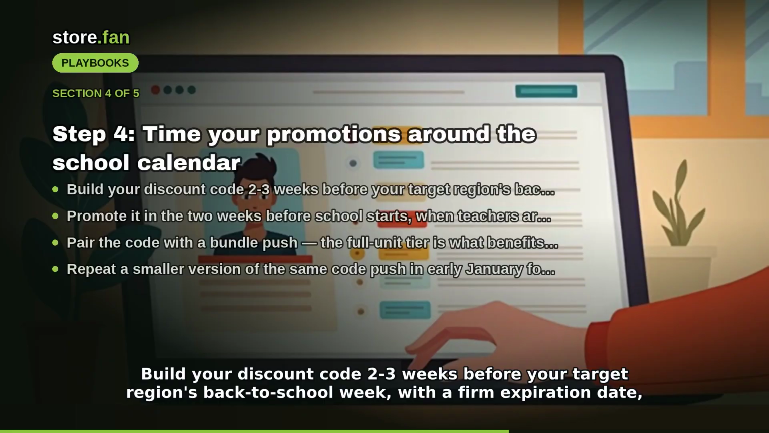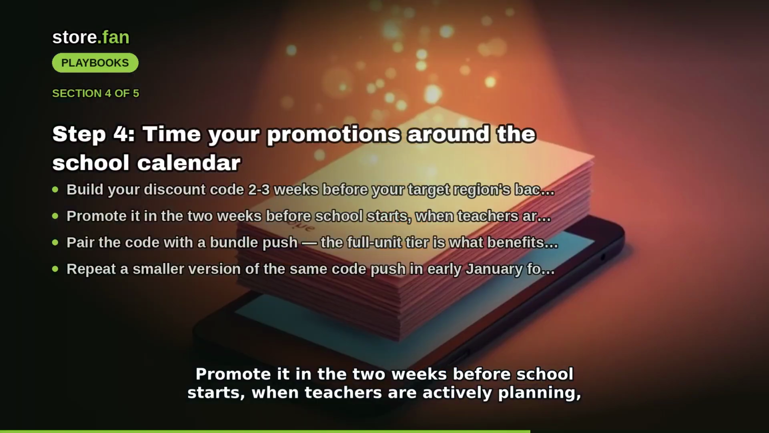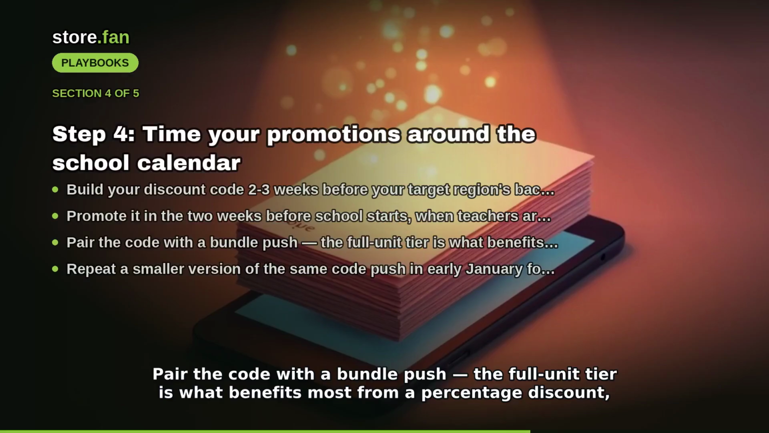Build your discount code 2-3 weeks before your target region's back-to-school week, with a firm expiration date. Promote it in the 2 weeks before school starts, when teachers are actively planning. Pair the code with a bundle push. The full unit tier is what benefits most from a percentage discount.